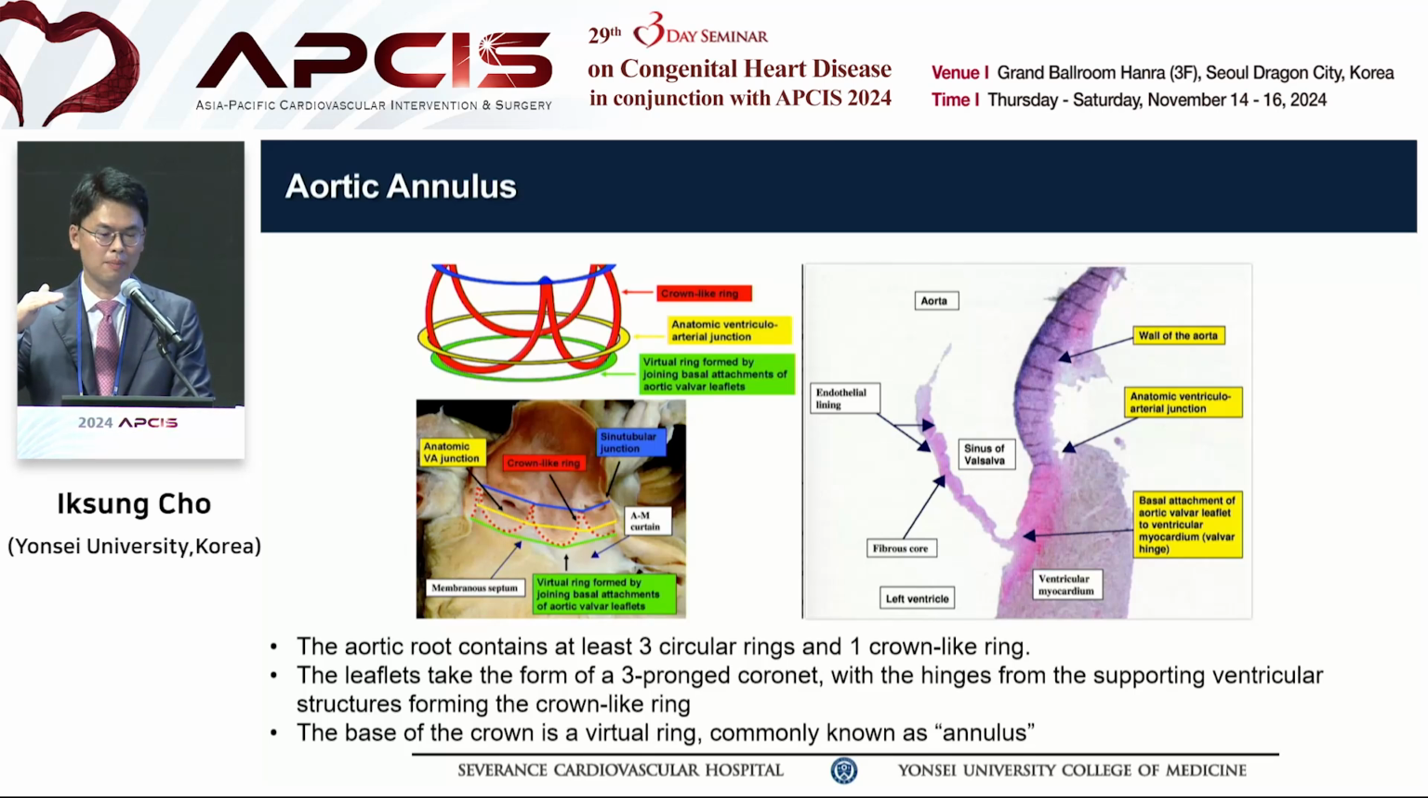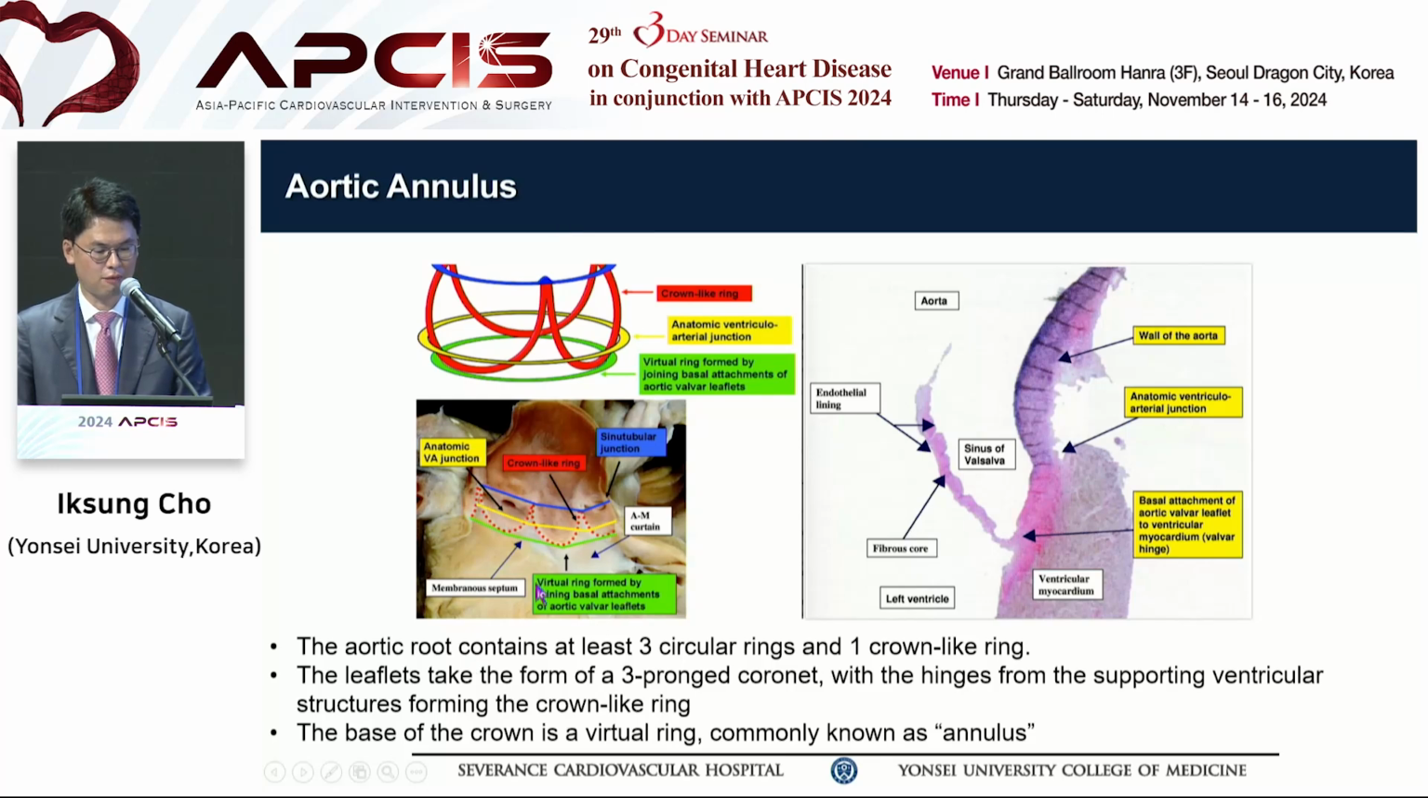So we're going to measure the sinus of Valsalva, the sinotubular junction, and the LVOT, which is parallel to the annulus plane. So if the annulus plane is distorted, every measurement would go wrong. So the most important step for TAVR measurement is finding the true annulus. So what is the annulus?